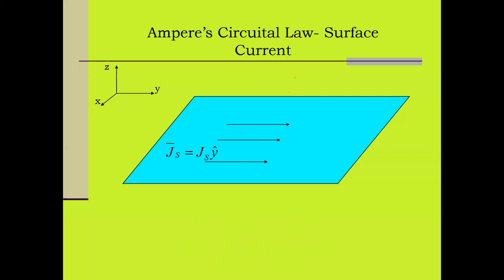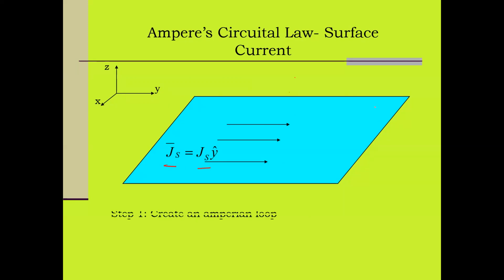So we assume that on this particular surface current, there is a surface current density given by the Js vector equals Js in the direction of y, in which we assume that the current is directed towards the y direction. Okay, and you need to find out what should be the value of H field produced by this particular surface current at any position at the top and at the bottom of it.